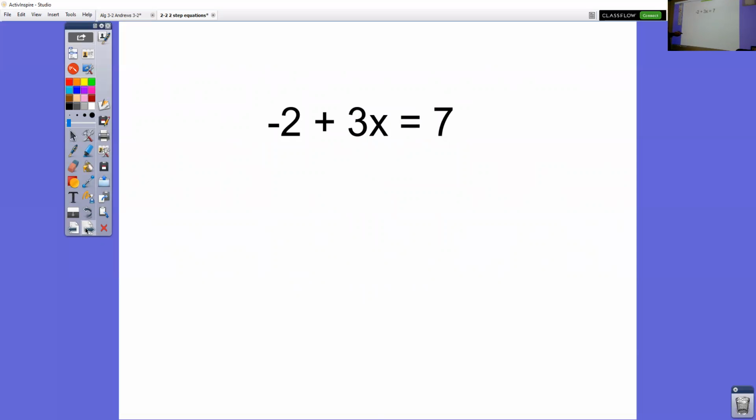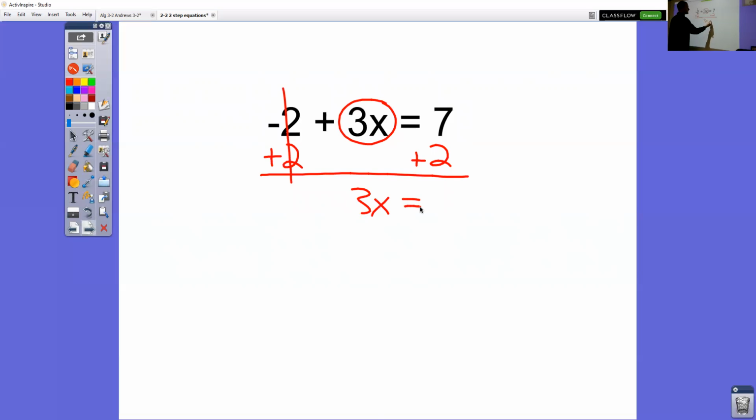Try another one. -2 plus 3x equals 7. I want to try and get this 3x all by itself. So I've got to get rid of that -2. I get rid of a -2 by doing +2 and +2. Those 2's cancel out or zero out. Bring down your 3x, bring down your equal sign. 7 plus 2 gives you 9. This says 3 times x. The opposite of times is to divide. So I'm going to divide by 3 and divide by 3. Top divided by bottom, 9 divided by 3 is 3.